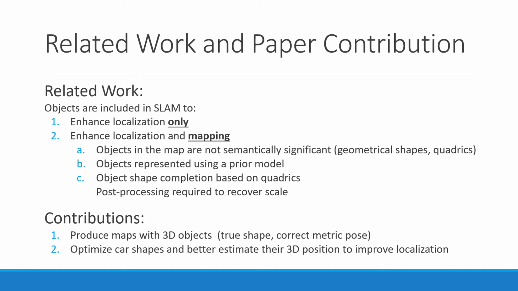Another downside of the system is that after reconstruction, scale is lost and post-processing is required. The contributions of this paper include introducing a method to produce maps with 3D objects portrayed in their true shape and their correct metric pose, to improve on what has been shown in the literature. Another contribution is that the car shapes are optimized when their meshes are complete. Their 3D position is better estimated and the final localization is improved.